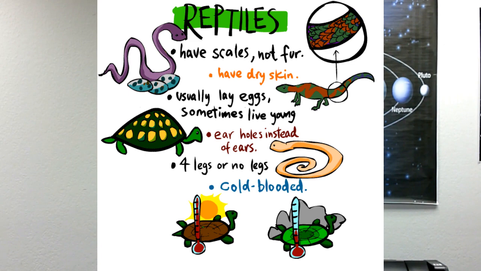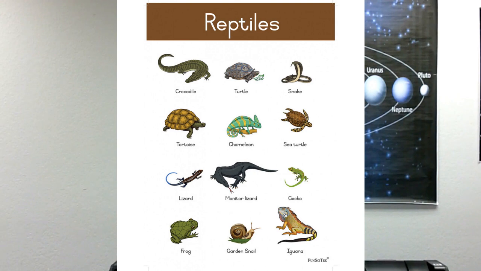Next up, we have reptiles. Reptiles lay eggs with a leathery shell or give birth to fully formed young. They also breathe with lungs, but they are covered in scales instead of feathers. Some reptiles have no legs or 4 legs with clawed toes. All reptiles are cold-blooded.